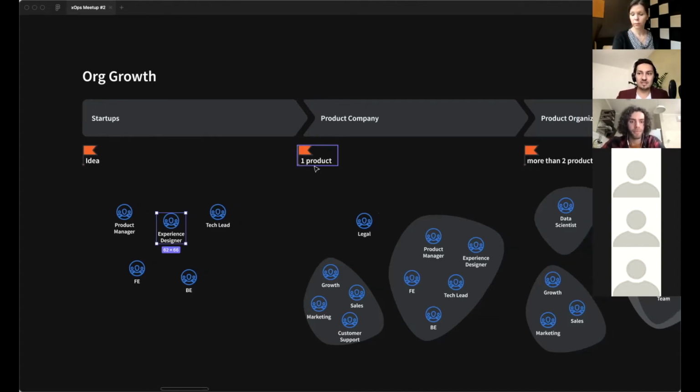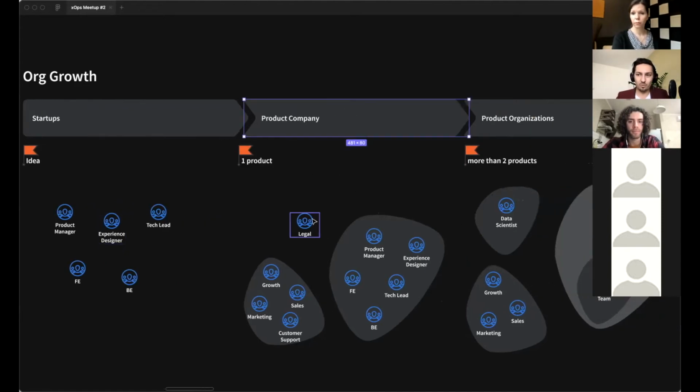Then when we're releasing the product and we see that we have success and our ROI is high enough to start hiring more and more people, it becomes a product company where we are separating people into different teams, like growth team, product team, legal team, etc. Some of the positions could be outsourced, for example legal, because we just have one product, so we don't need to spend a lot of money on that.